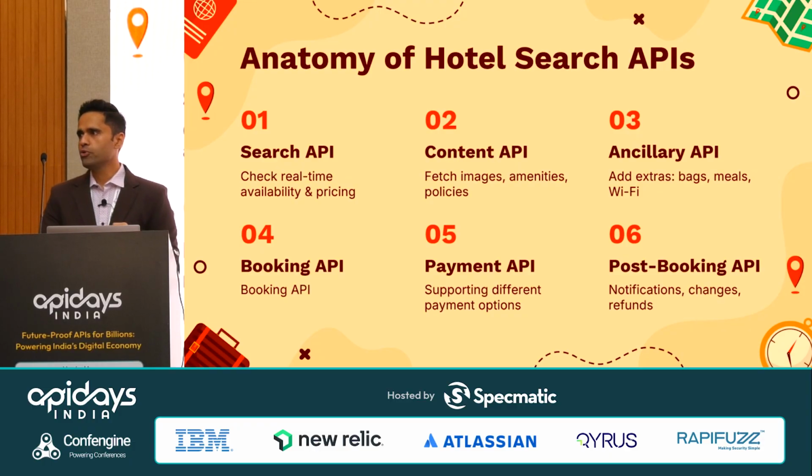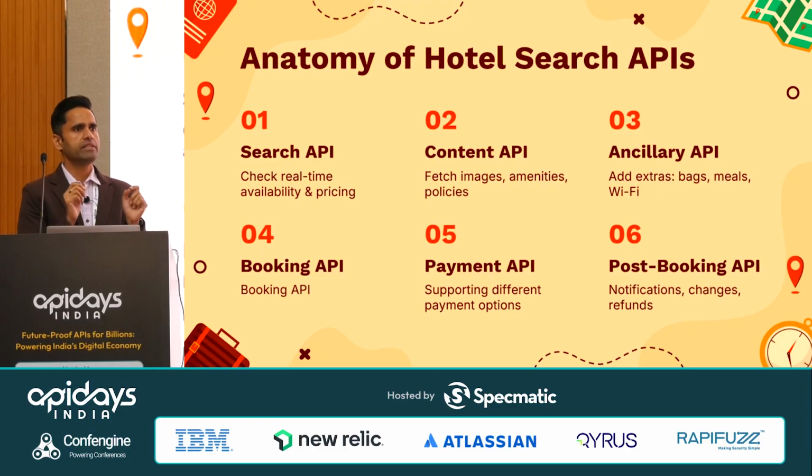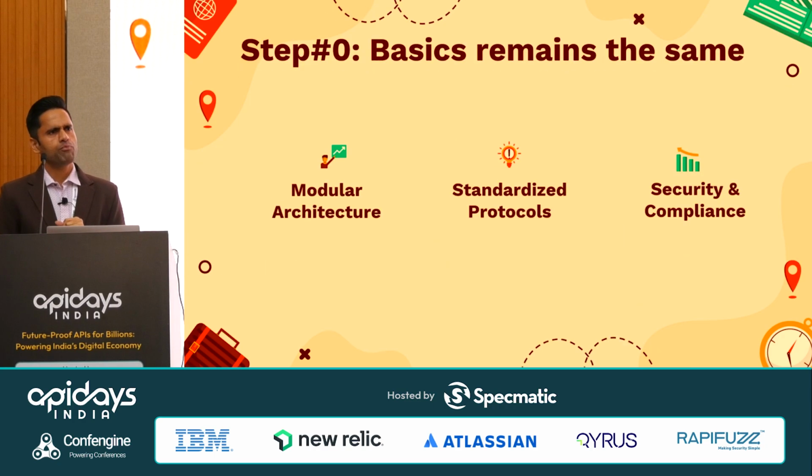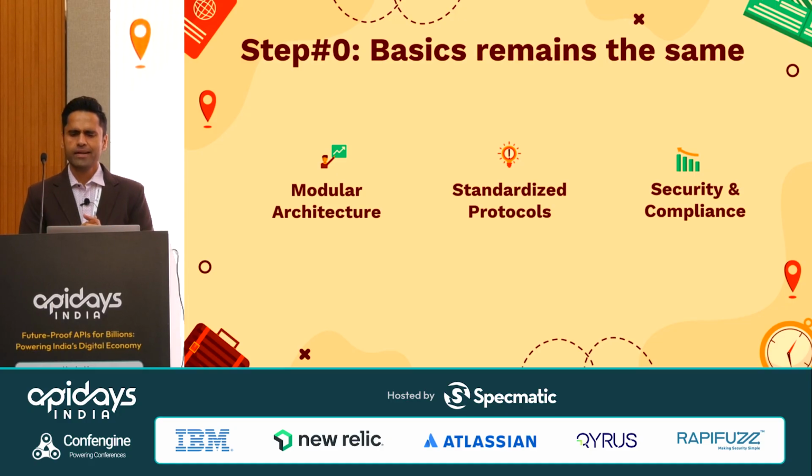Now what we are going to do is talk about each of these steps one by one. I'll also add some technical details so that it will be easy for this audience to understand how it all works together. Okay? So before we talk about step 1, let's talk about step 0, because basics are always the same, right? So how do we design APIs that can handle all the complexities?